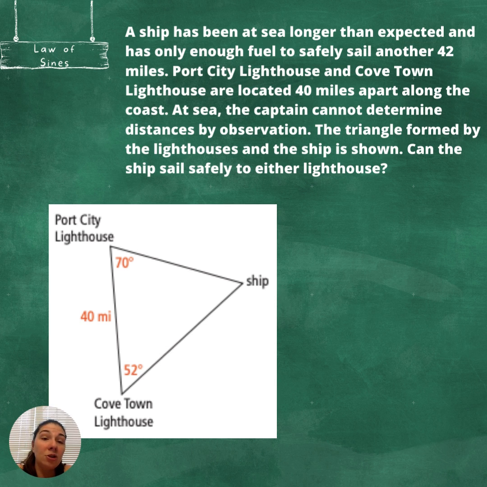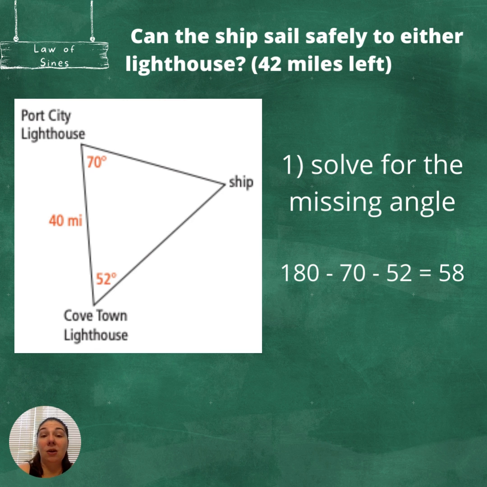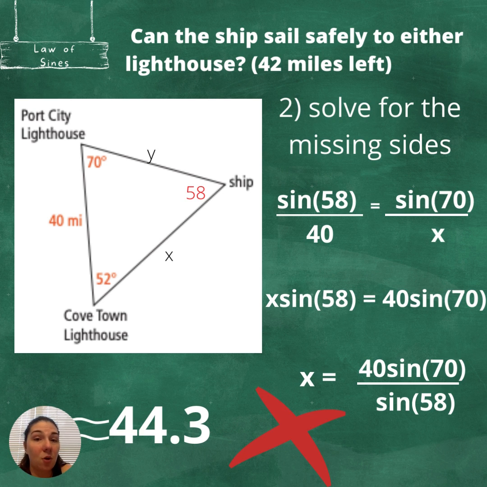So first and foremost, you'd want to solve for the missing angle, which is the ship angle. We know that triangles have an interior sum of 180 degrees. So you do 180 and subtract the 70 degree angle and the 52 degree angle, and you'd get 58. That means the angle by the ship is 58 degrees. You'd want to do that first because when you set up the proportion, you need an angle measure to go with that 40-mile length.